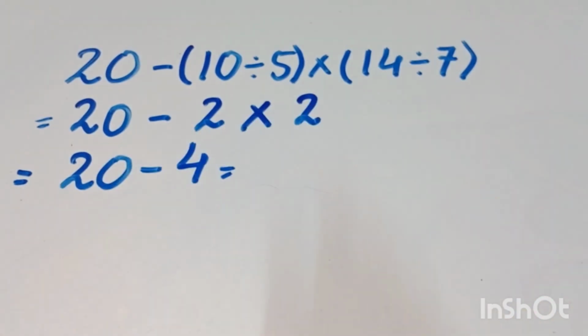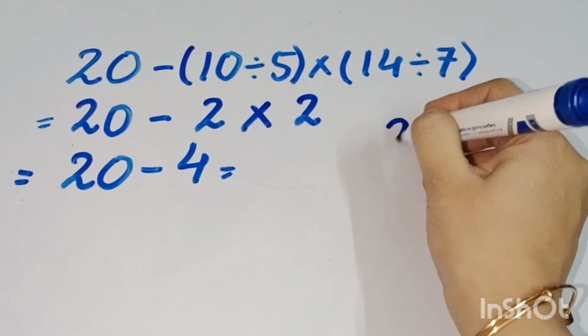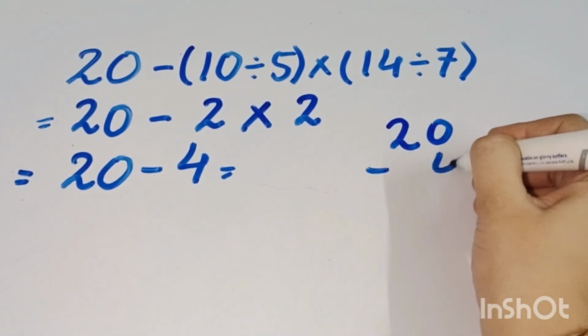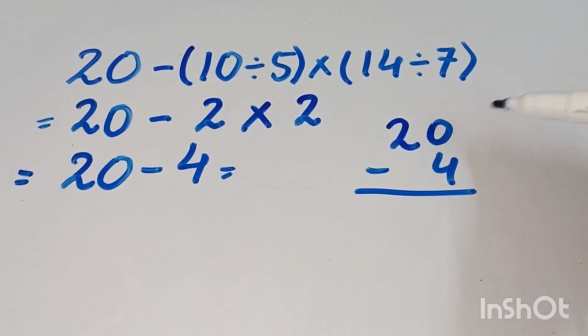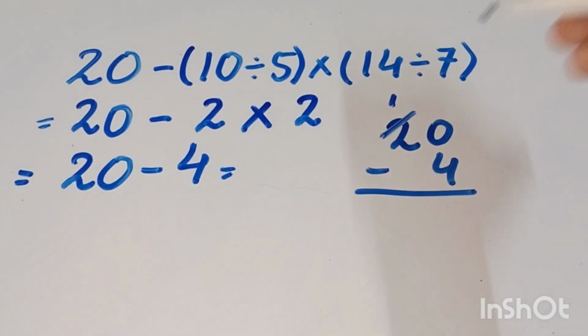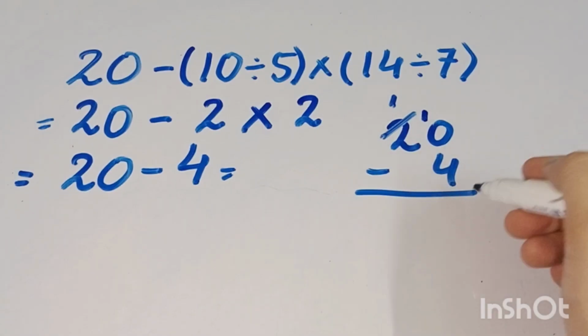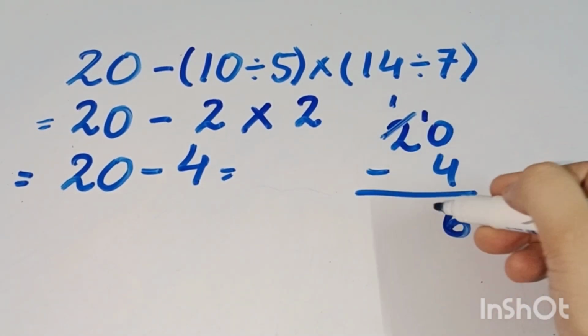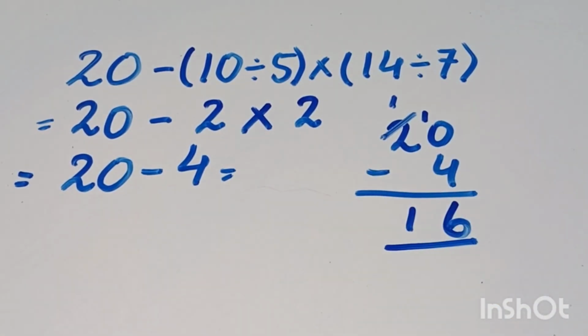What should be the answer? 20 minus 4. I am doing my subtraction in front of you. 20 minus 4. As we all know that we cannot subtract 4 from 0. So we have to take a carry from the next number, which is 2. It will become 1. Now it is 10. 10 minus 4 equals 6. And this 1 is left. So the answer of this very interesting math puzzle is 16.